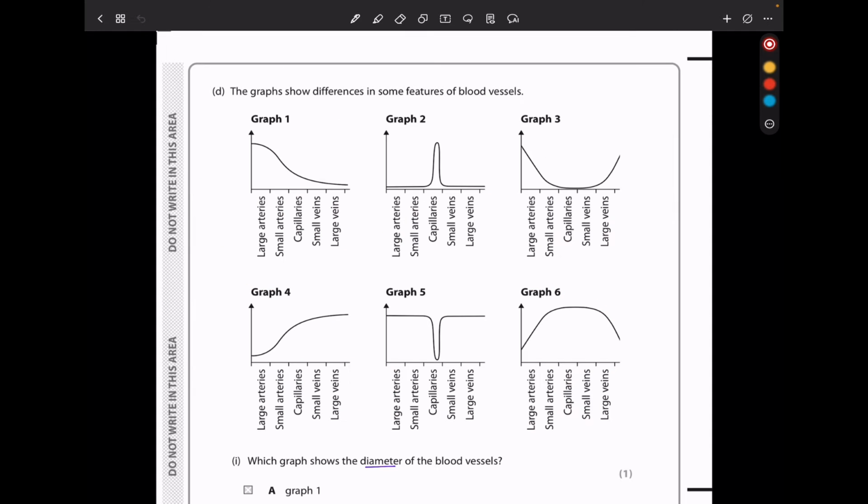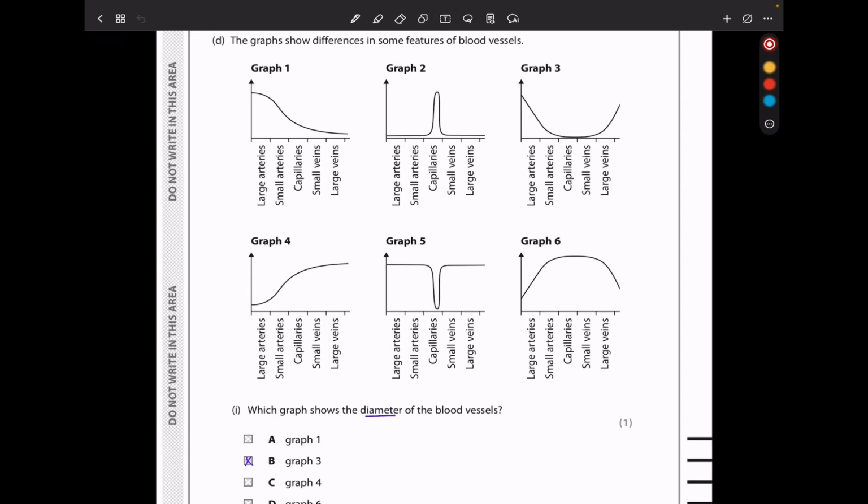The graphs show differences in some features of blood vessels. So we can see the different features. Of course, these are larger vessels. This is decreasing. This is going to be constant. Increases and becomes constant. This decreases, flattens, and then increases. That is going to have an increase. This is stable or constant, and decreases, and then increases and stabilizes. And that increases, stabilizes, and decreases.